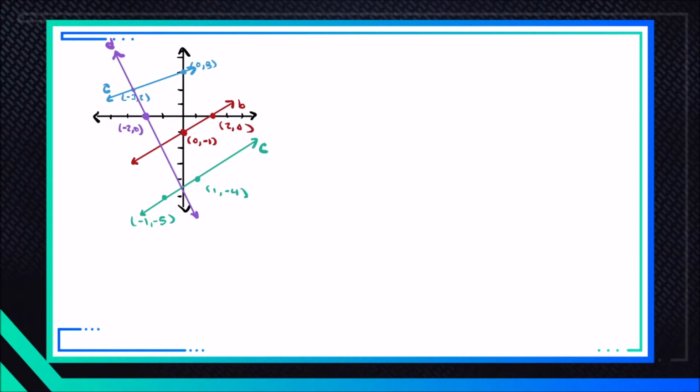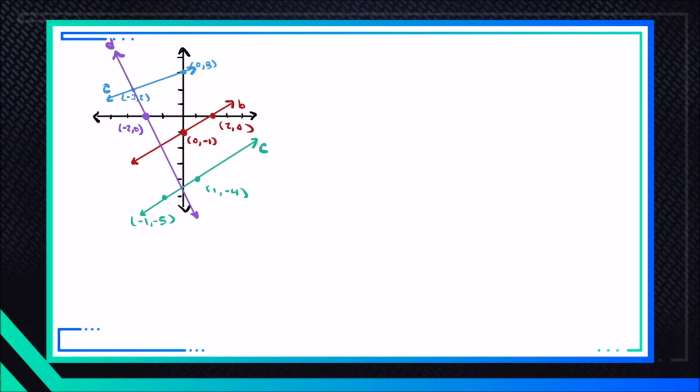Here is our image, and we have all of these different lines going on. Right here we have line A, that's the blue line. We have line B, that's the red line. Line C, which is that weird blue-green line. And then finally we have line D, which is our purple line going through everything.